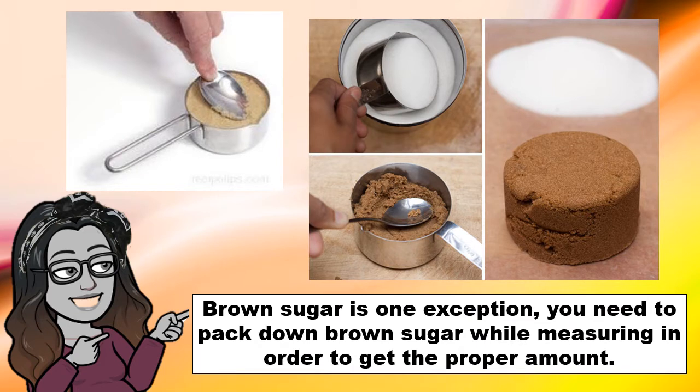Brown sugar is one exemption. You need to pack down brown sugar while measuring in order to get the proper amount.